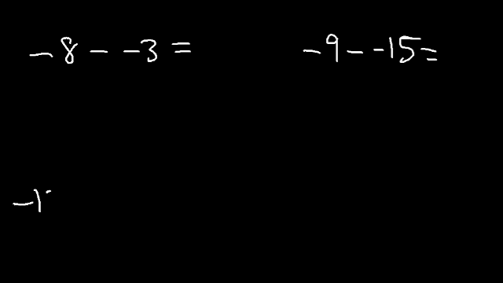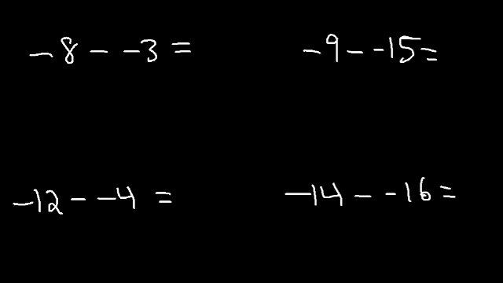Try these. -8 minus -3, -9 minus -15, -12 minus -4, and -14 minus -16. So whenever you see two negative signs right next to each other, you can make that into a positive number.